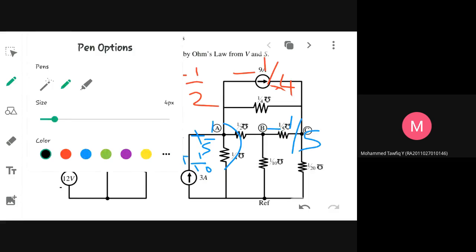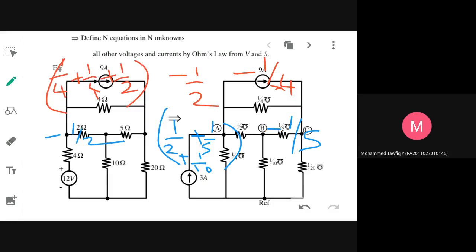Okay, but what is RCA again? Minus 1 by 4. RCB? Minus 1 by 4, 1 by 5. RCC?